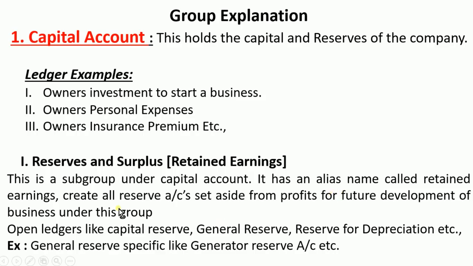Create all reserve accounts from profits for future development of the business under this group. Open ledgers like capital reserve, general reserve, reserve for depreciation, etc. under this reserve and surplus. For example, a specific general reserve like a generator reserve account. If you are keeping some amount for a generator, making provision to purchase one generator, we can take a generator reserve account under reserve and surplus.